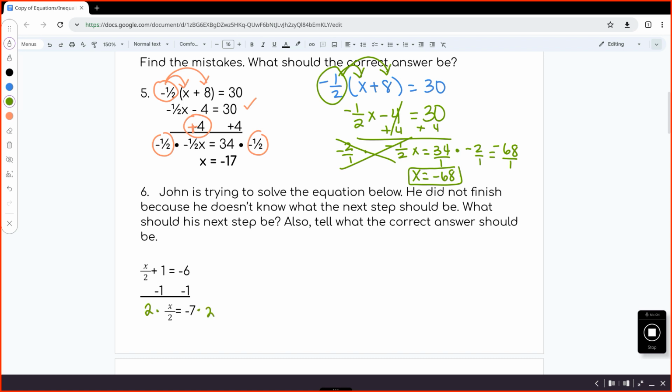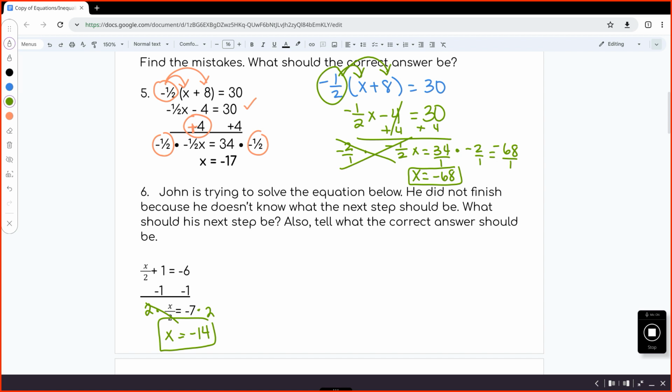Another way to think of this is you can put a 1 here and think of it like, okay, you have 1/2 x. The opposite would be to multiply by the reciprocal, 2/1. And it's still the same thing. So I'm just going to think of it like multiplying both sides by 2. And then we get x is equal to -14.